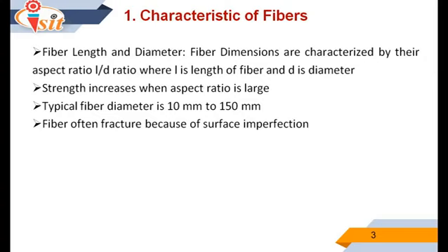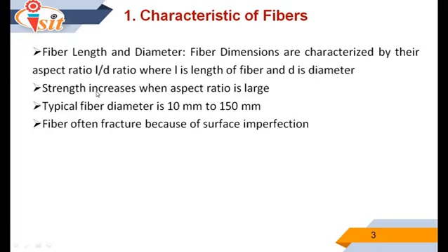So first of all, what are the characteristics of the fiber? Basically, the characteristics of the fiber mostly depend on the length of the fiber as well as the diameter of the fiber. The ratio of the length to the diameter is normally called the aspect ratio for that particular fiber, where L is the length of the fiber and D is the diameter of that fiber.